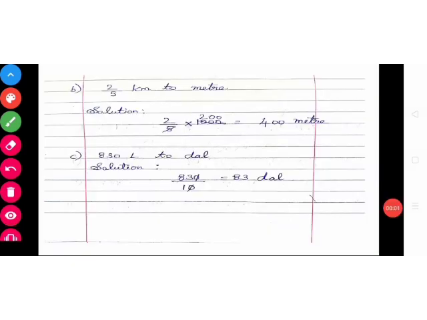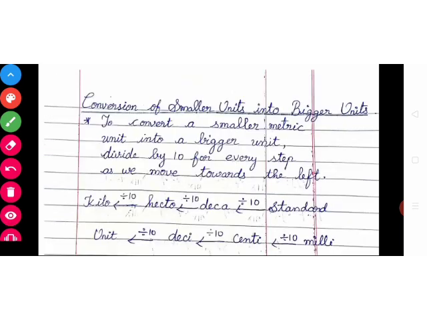Using the conversion table to solve the sums. Okay children. What is the sum given? 2 by 5 kilometer to meter. 2 by 5 kilometer. This kilometer is a bigger unit. Meter is a smaller unit. So look at the sum here.